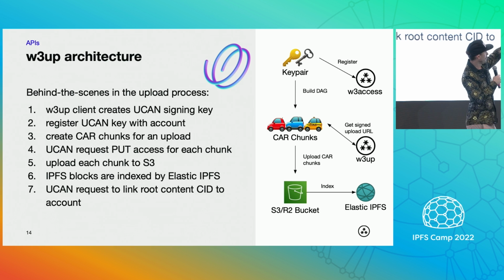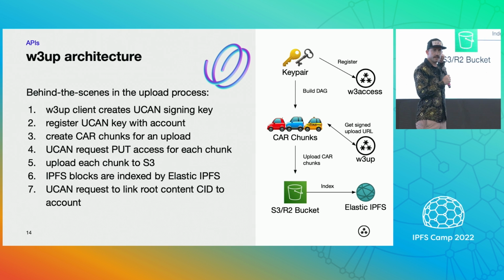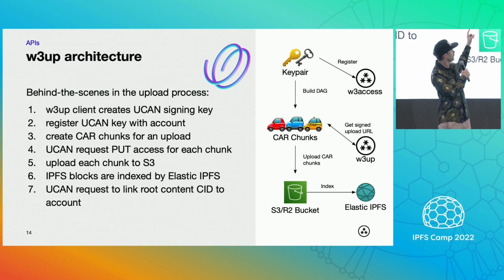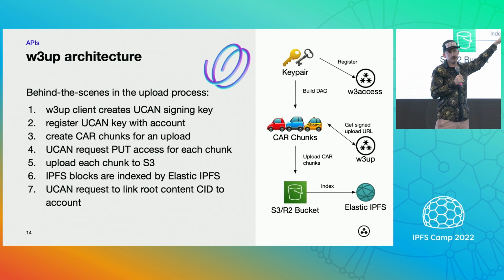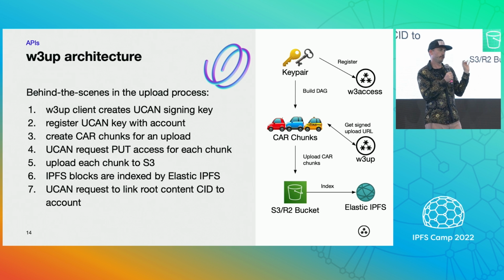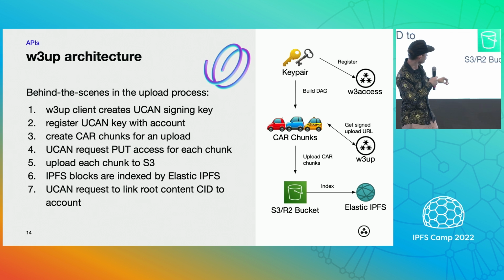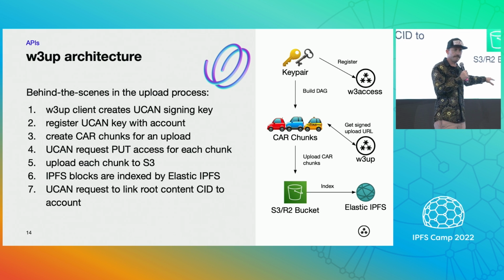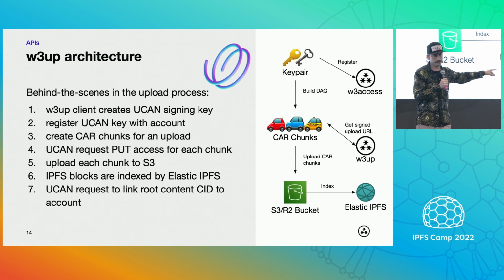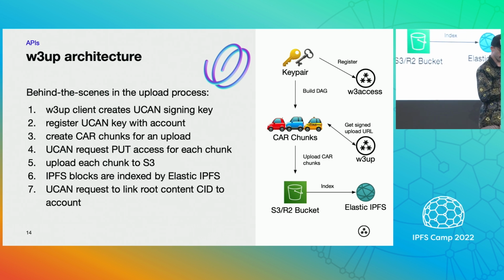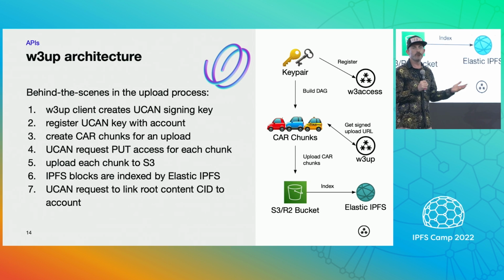And what we do when you have those CAR chunks, and this is lightweight for you and for us, is you go to our UCAN access endpoint and get a signed upload URL to S3. So that upload URL only works for the content that you told us you wanted to upload. It's based on the hash of the content and the size of the content. And the bucket just fills up with CAR files. Elastic IPFS, which there's talks in the implementations track about, then indexes those CAR files and makes them available to the IPFS network.